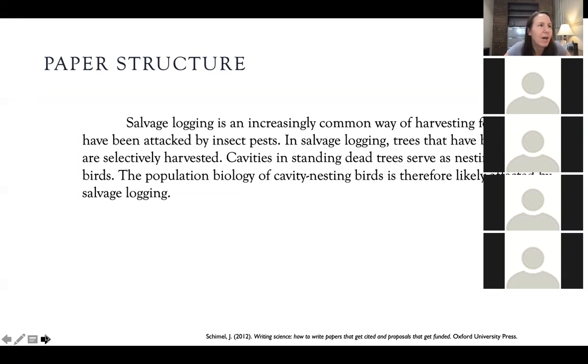So let's take a look at how some of these rules work in a paragraph. And one thing I really want you to notice here is how we're actually breaking some of the rules. In the second sentence, we have in salvage logging, trees that have been attacked are selectively harvested. And then we seem to jump to a different topic. Cavities in standing dead trees serve as nesting sites for the birds.